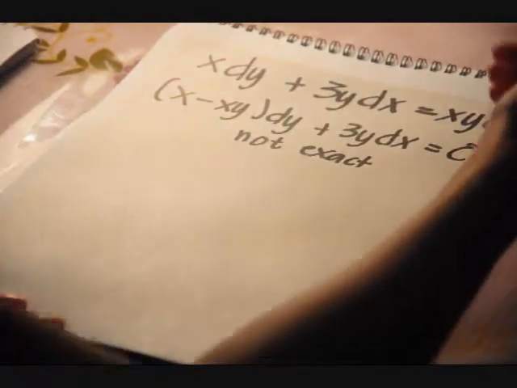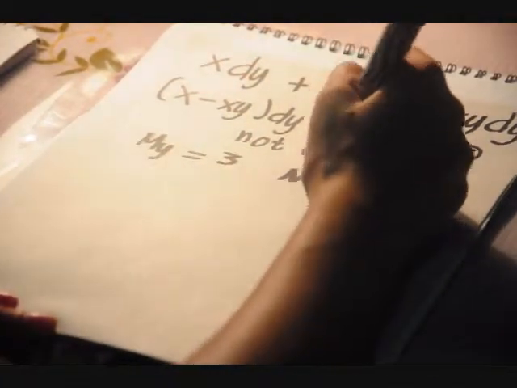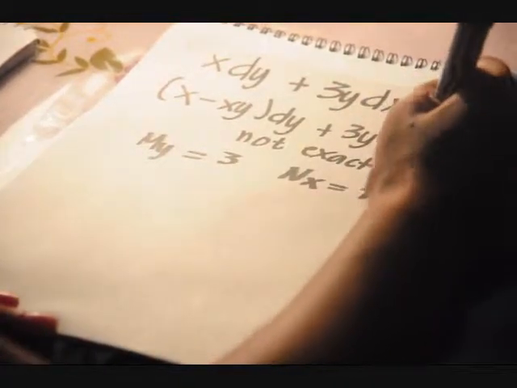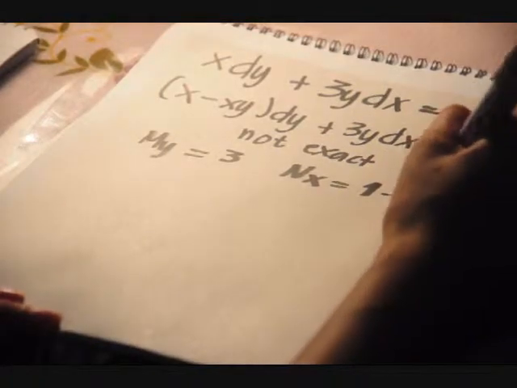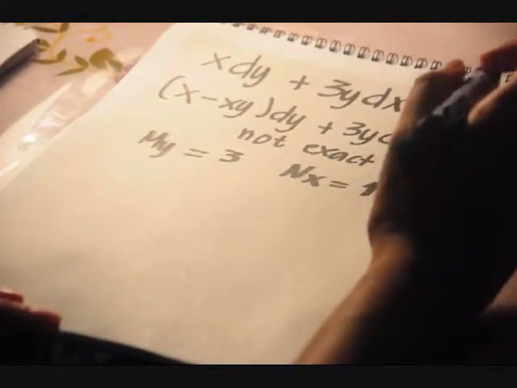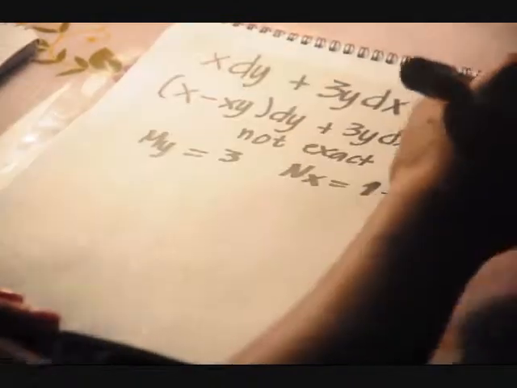this equation is not exact because the derivative of M with respect to y is 3 and the derivative of N with respect to x is equal to 1 minus y, which is not equal. However, we can make this equation an exact differential equation by multiplying by an integrating factor. In this equation, our integrating factor is 1 over xy. Now we multiply this equation by 1 over xy.